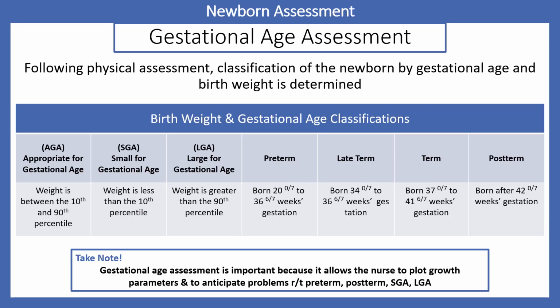Gestational age assessment classifies the newborn by gestational age and birth weight. Gestational age is the same as weeks gestation, such as 38 and 3, which we also say 38 and 3/7. Gestational age assessment is important because it allows the nurse to plot growth parameters and to anticipate possible problems related to a newborn being SGA, LGA, preterm, late preterm, or postterm.